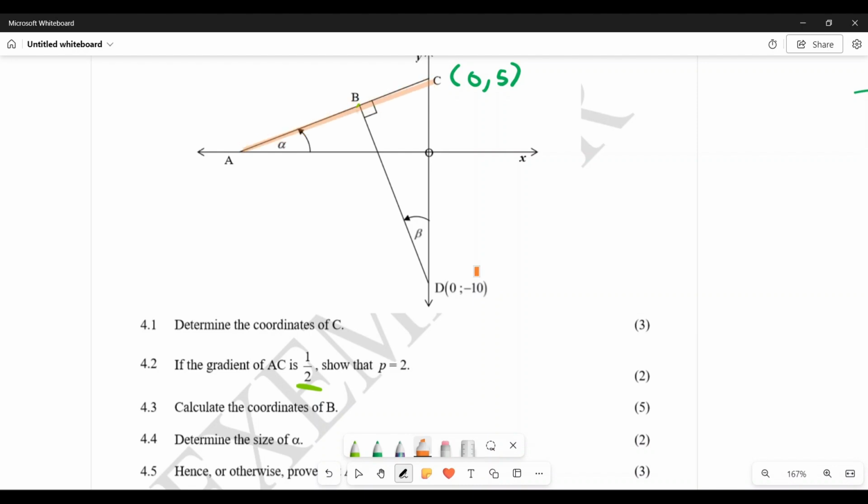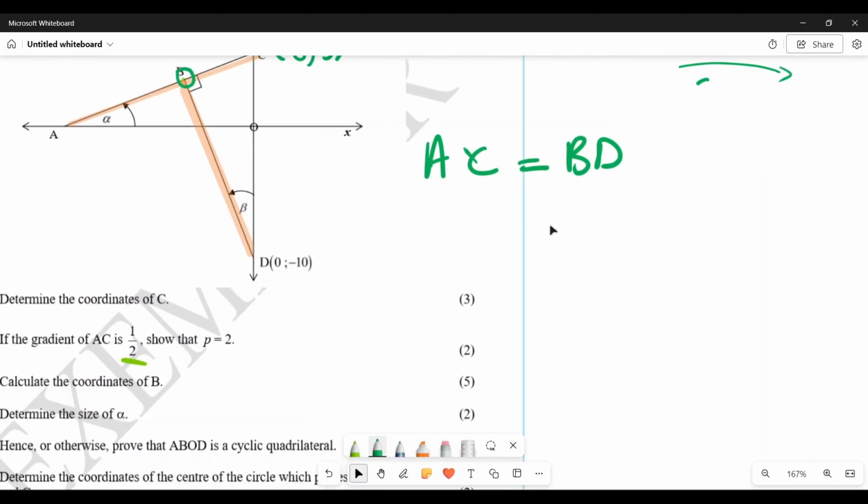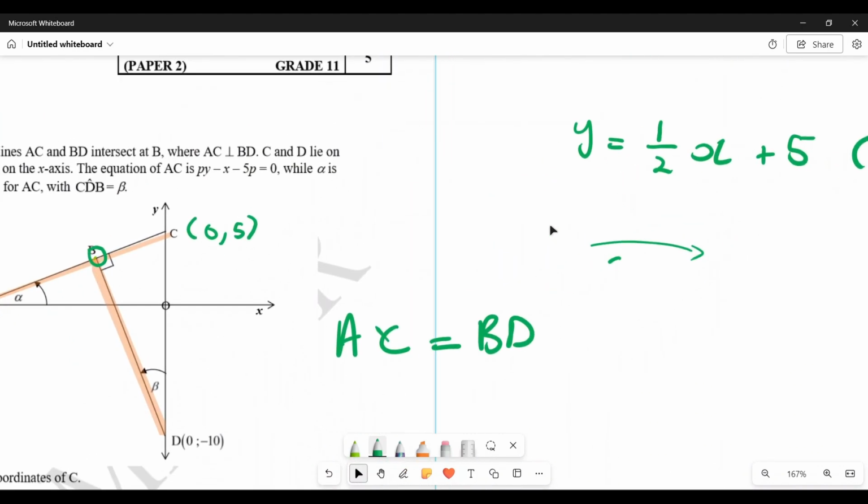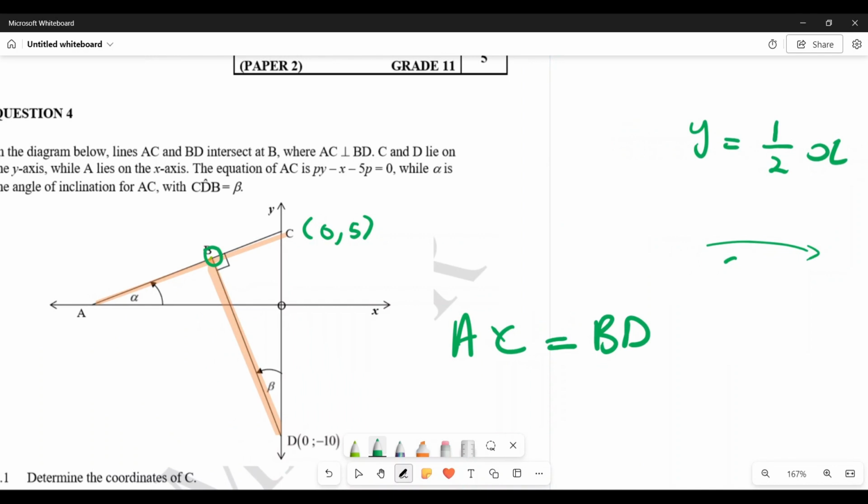So here, I'm saying that, okay, this point B is where these two lines meet. Meaning that if I would equate the equation of AC with the equation of BD, I'm going to find my coordinates at B, right? So I already have my equation of AC. Now, can I find the equation of BD? Remember, if these two lines are perpendicular to one another, right? So your equation must be in the form of y is equals to mx plus c.